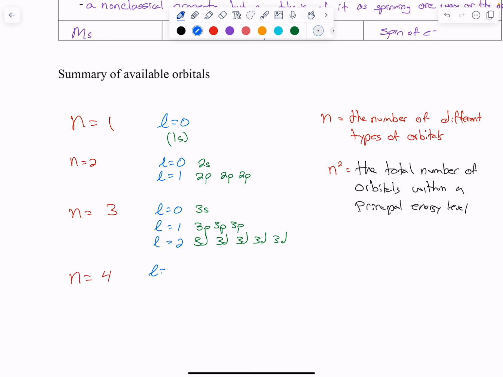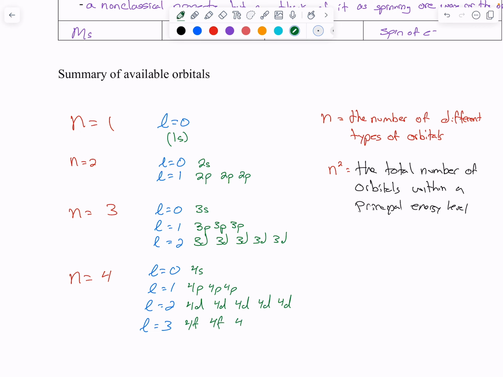That means L can be 0, L can be 1, L can be 2, L can be 3. All right, and so we're in 4. I have 4s, 4p. I have 3 4p's. I have 5 4d's. And then for 3, I got negative 3 to positive 3. So that's 7. Right? I have 7 4f's. 1, 2, 3, 4, 5, 6, 7. That's a lot of orbitals. I have 16 orbitals. And it just keeps going on.